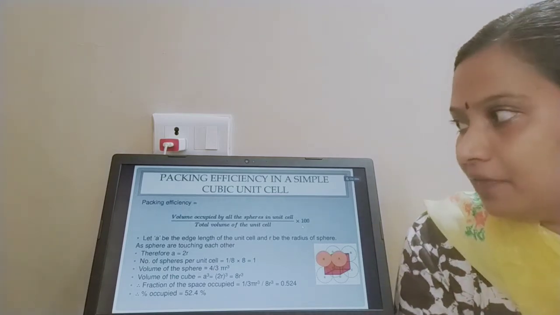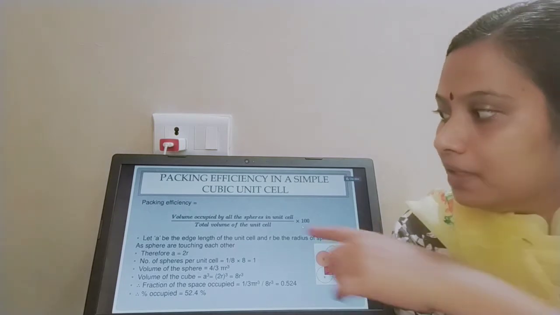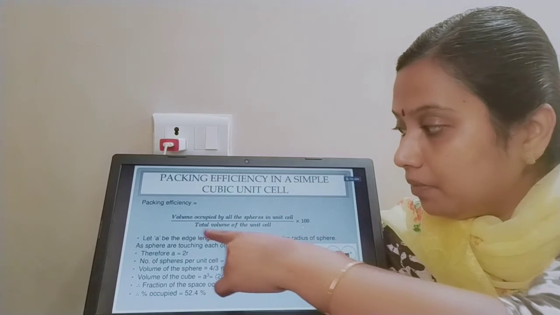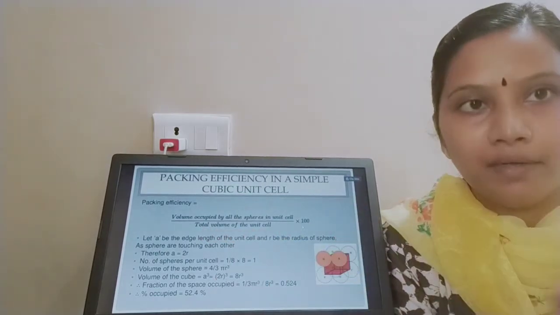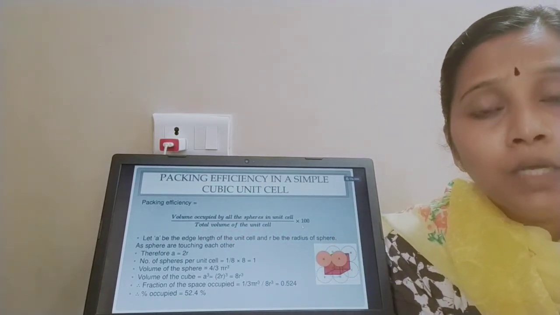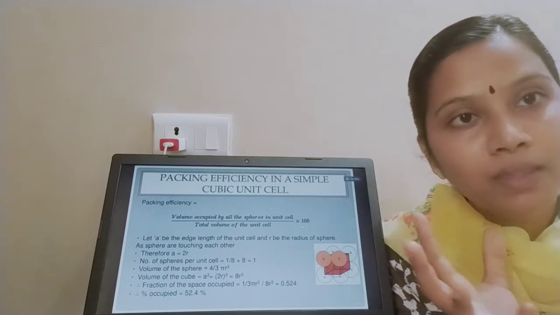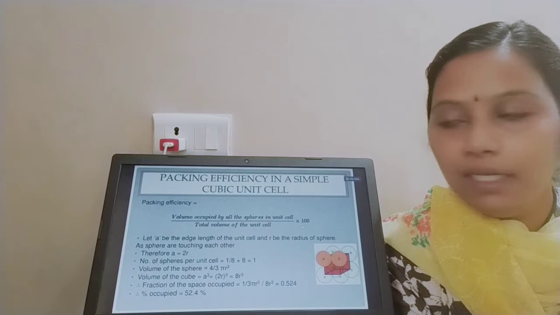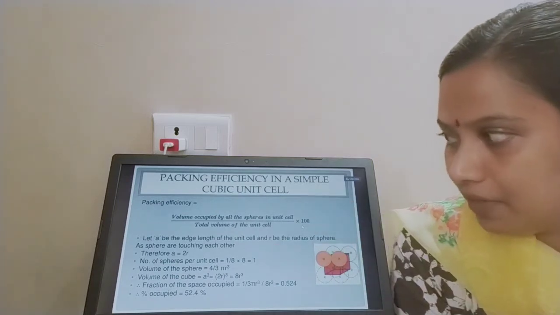What is packing efficiency? You have a formula: the volume occupied by all the spheres in a unit cell divided by the volume of the unit cell, into 100. So packing efficiency is the total volume of all the spheres present in the unit cell divided by the volume of the unit cell, into 100.